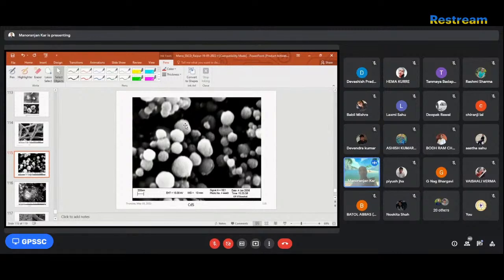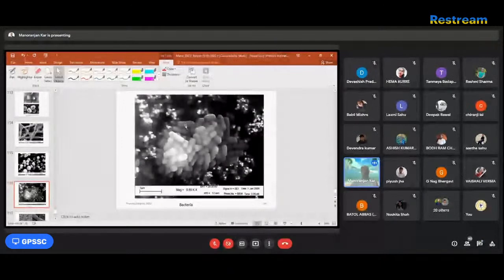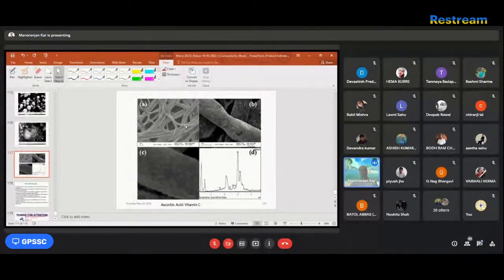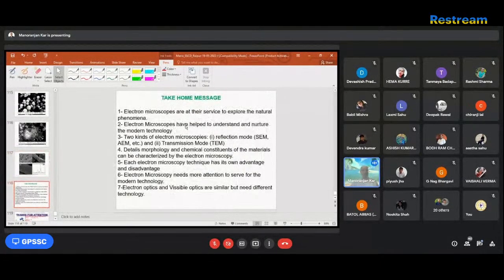So that's what I told you: in TEM, a bright field image means the sample is dark, but in SEM, if your electron density is more, your sample will be bright, because the electrons will be reflected from there. These are some pictures.